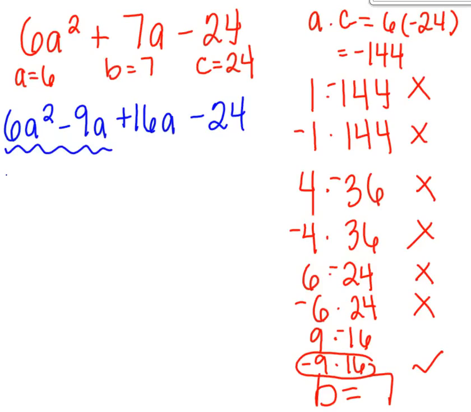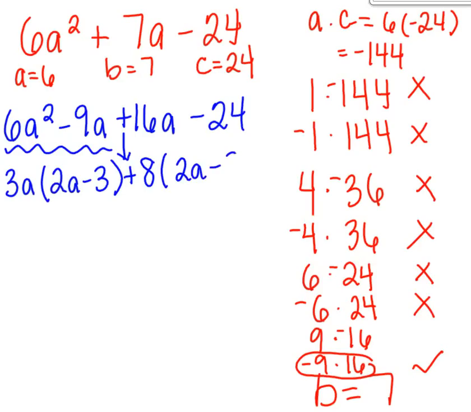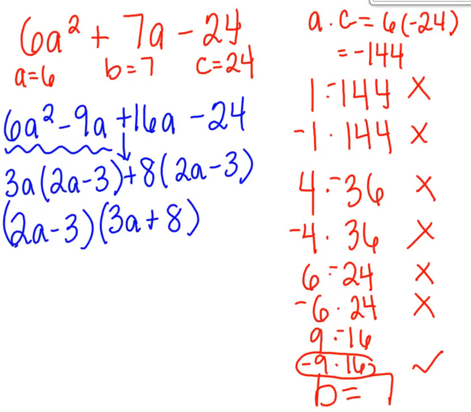Group the first two. They have a 3 and an a in common. So that was me with a 2a minus 3. Bring down this plus sign. The second group has an 8 in common. That leaves me with a 2a minus 3. Are my parentheses the same? Yes, they are. So one factor is 2a minus 3, and the other factor is what's left over, 3a plus 8.